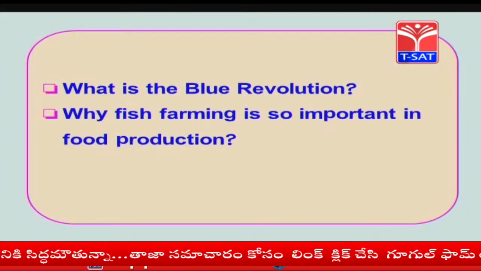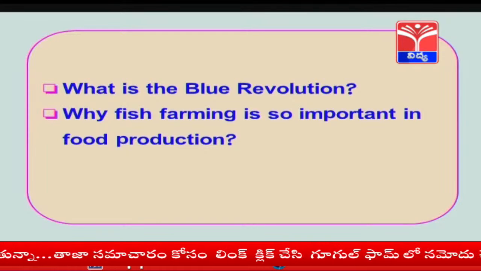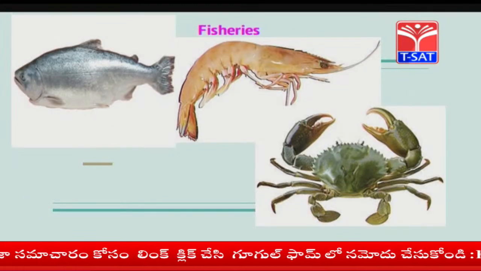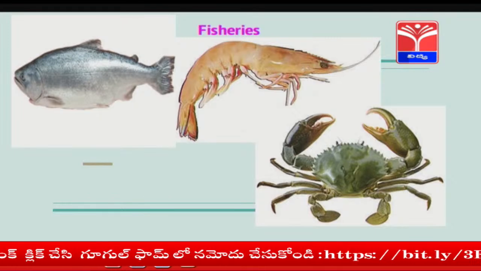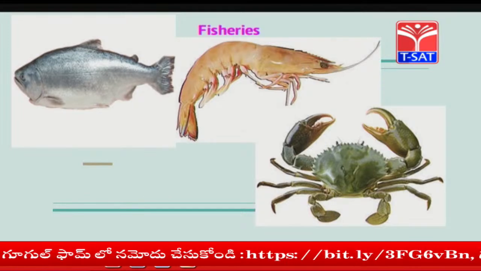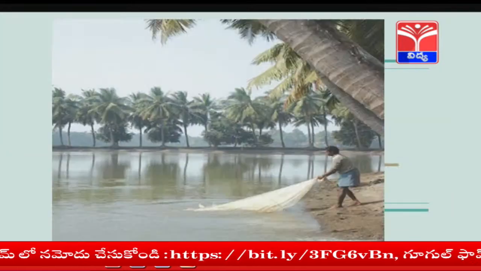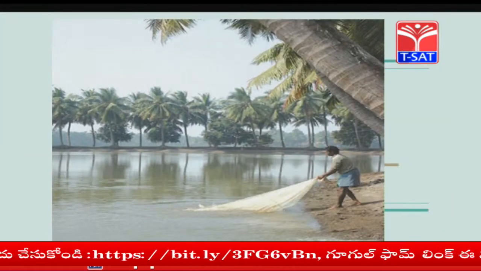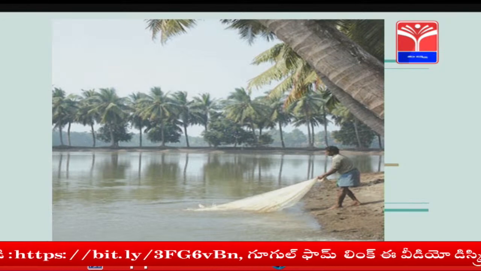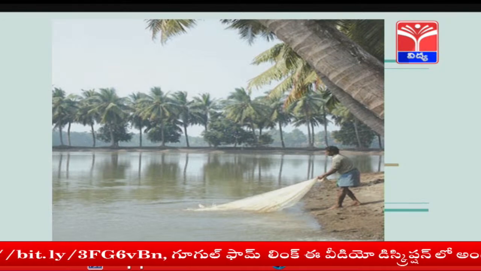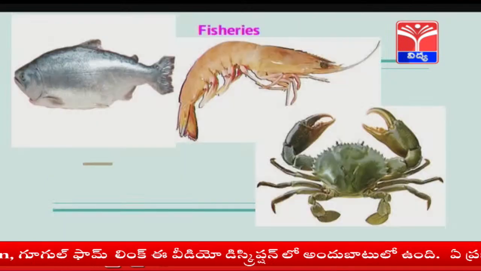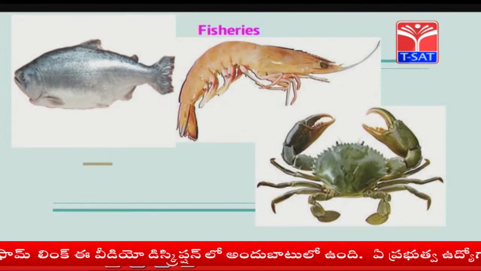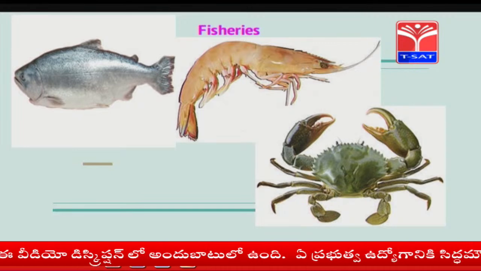Why is fish farming so important in food production? Fish play an important role in meeting human food shortages. India's 7,500 kilometers of coastline, along with rivers, ponds, ditches and streams, play a major role in fish farming. Currently, fish farming has become an industry. In addition to many species of fish, crabs and shrimps are also bred.